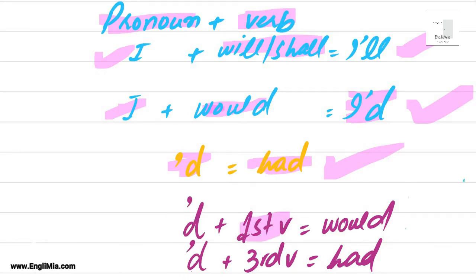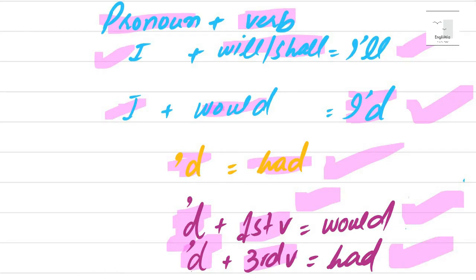If the first form of the verb comes after apostrophe D, it means the apostrophe D is used as would. If the third form of the verb comes after apostrophe D, it means it is used as had. It is very easy to understand, but both of them are pronounced the same. I'd. Alright? I hope that you have understood this.